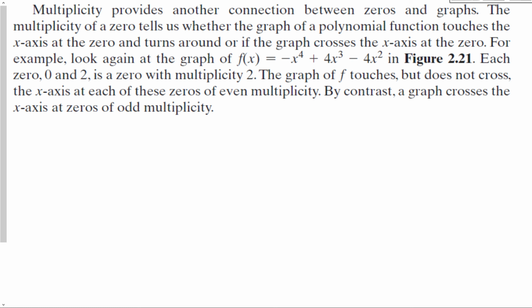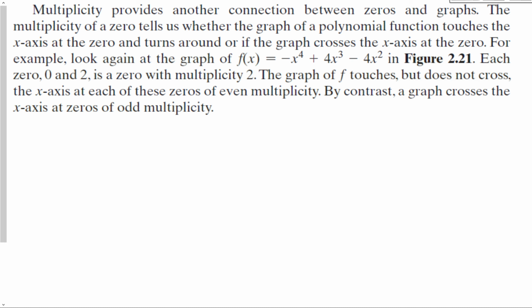Now, why do we care? Because multiplicities provide us another connection between zeros and graphs. This is what we're going towards, right? We factored and solved polynomials at the start of this to find the zeros. So now we're going to take those zeros and use them as another way to figure out what's going on in the graph, because that's what we're building to here. We're going to graph polynomials. The multiplicity of a zero tells us whether the graph of a polynomial function touches the x-axis at the zero and turns around, or if the graph crosses the x-axis at the zero.